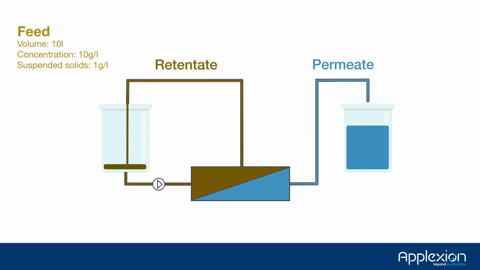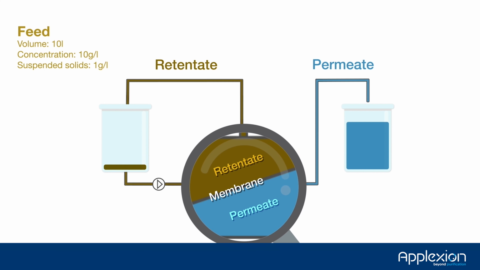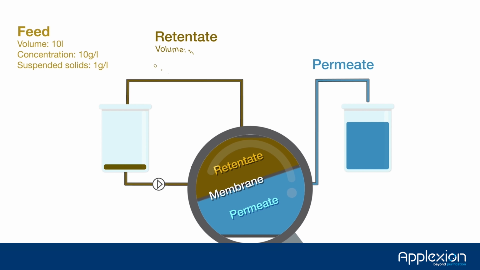Particles, such as suspended solids or biomass, are concentrated in the retentate as they are unable to permeate through the porous membrane matrix. It is important to note that in reality, the membrane is not in contact with the feed, but in contact with the retentate on one side and the permeate on the other side.